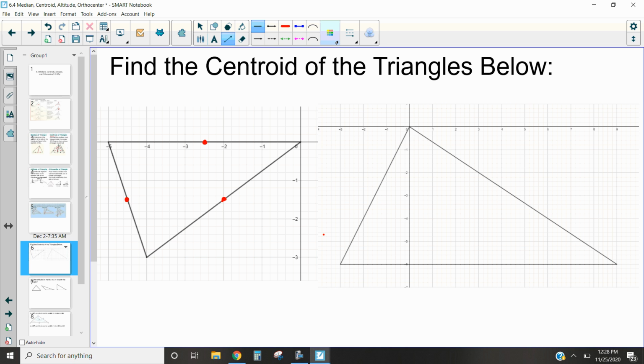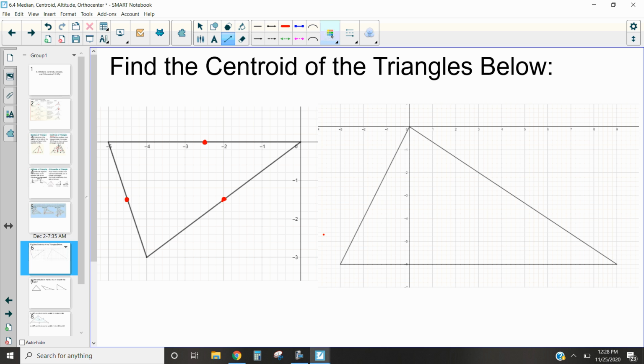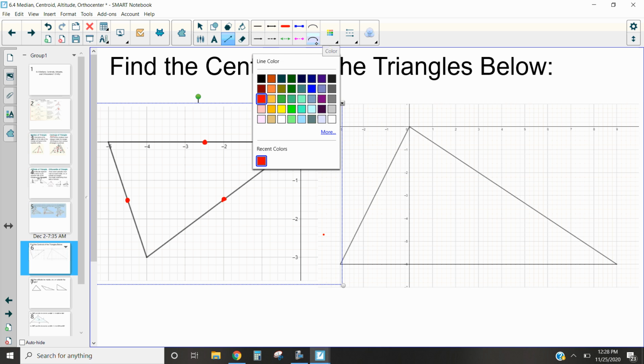And remember, to find that median, what we're going to do is just take our midpoint, I'm going to use red here, and go from our midpoint straight to the opposite vertex. So let's start with this point here. Here's our line. Here's my color. Perfect. Let's try this.